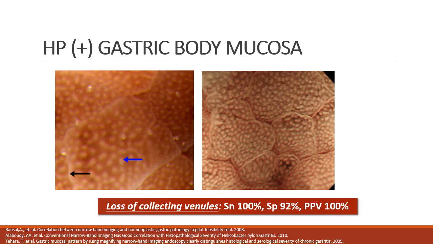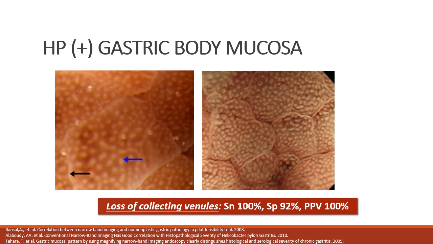H. pylori associated gastritis of the gastric body visualized on image-enhanced endoscopy shows a honeycomb-like subepithelial capillary network with regular round pits but with loss of collecting venules. The loss of collecting venules is due to associated inflammation, and this pattern has a sensitivity of 100%, specificity of 92%, and a positive predictive value of 100% for H. pylori gastritis.